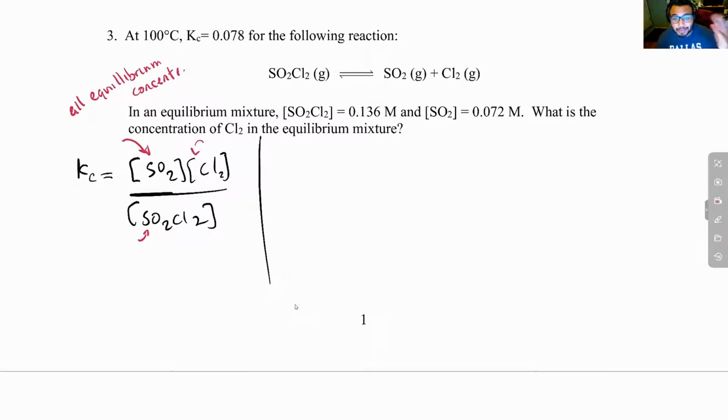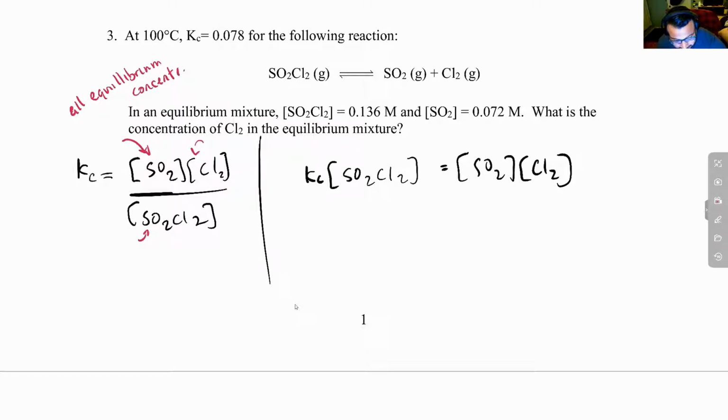So okay, this seems like a pretty straightforward problem because you're just rearranging variables. However, what you need to realize is that you have all of the information you need to solve for this, and you need to make the connection that those are all equilibrium concentrations that go in them. Okay, so let's do that. So then I want to solve for Cl2, so I'm going to rearrange my Kc equation. So I multiply both sides by SO2Cl2. So I'm getting rid of that denominator, and then I'm going to divide both sides by SO2. And I'm just going to, because I have the tablet, I'm just going to do that.